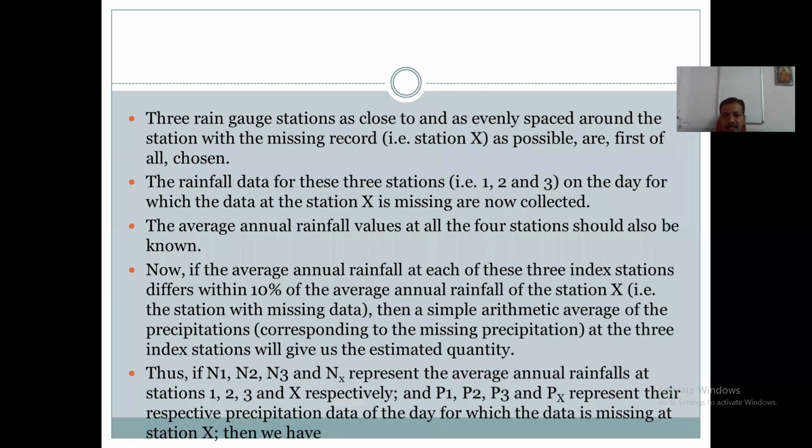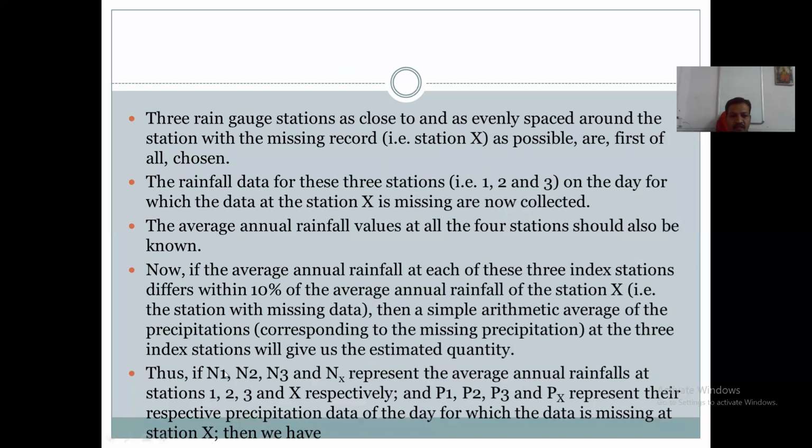then the simple arithmetic average of the precipitations at the 3 index stations will give us the estimated quantity. Average of these 3 stations, station 1, 2, 3, where rainfall data is known. The missing data is to be calculated.